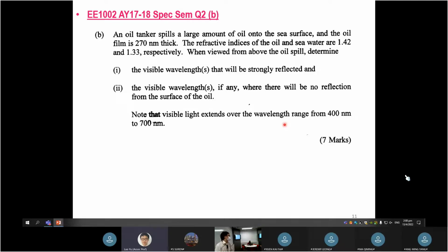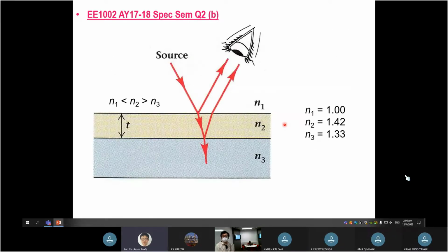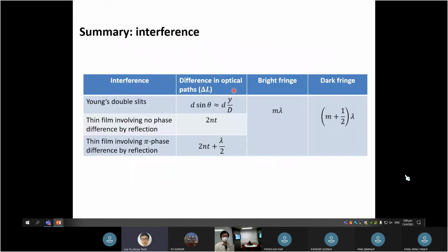Now clearly this is a thin film problem, where my n2 is 1.42. Its refractive index is larger; n2 is larger than both n1 and n3. So in this case, what is my delta L, the optical path difference of these two rays? It should equal 2nt plus lambda over 2.